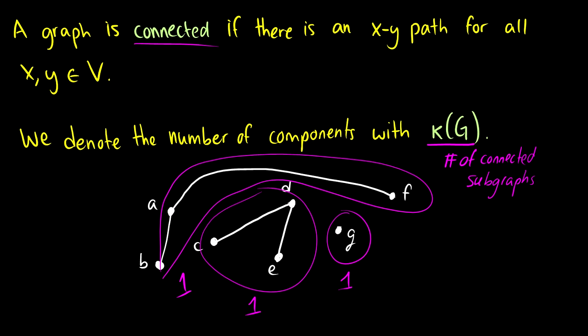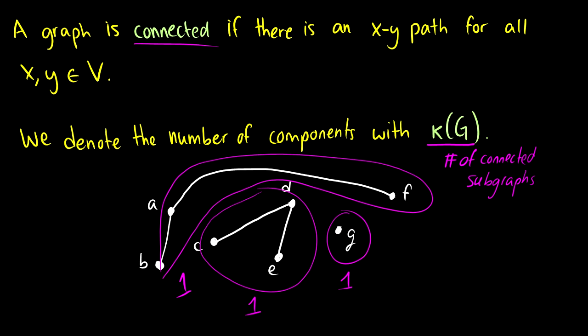So C, D, E cannot branch out to anything. B, A, F cannot branch out to anything else. And G cannot branch out to anything else. So it's a three component graph. So kappa of G is equal to 3. And here's the question. Why does a graph have to be an XY path?